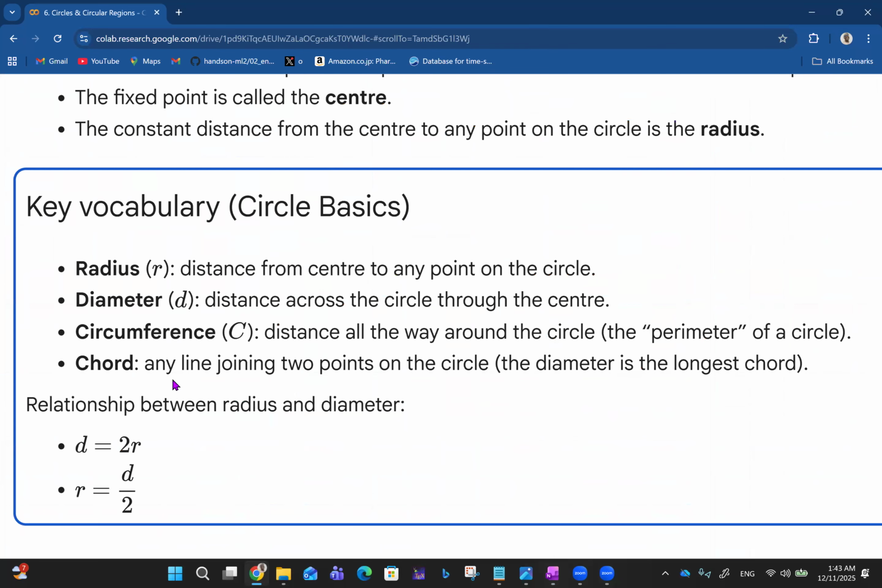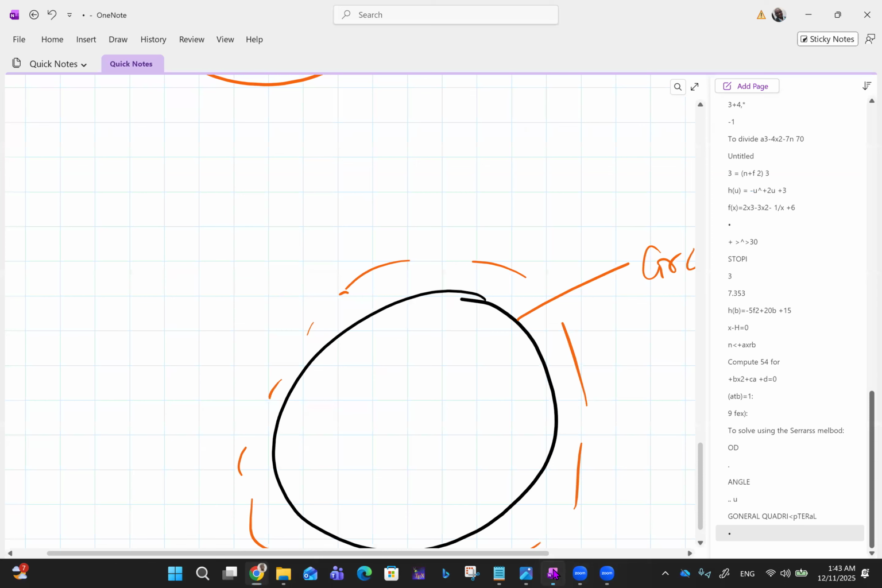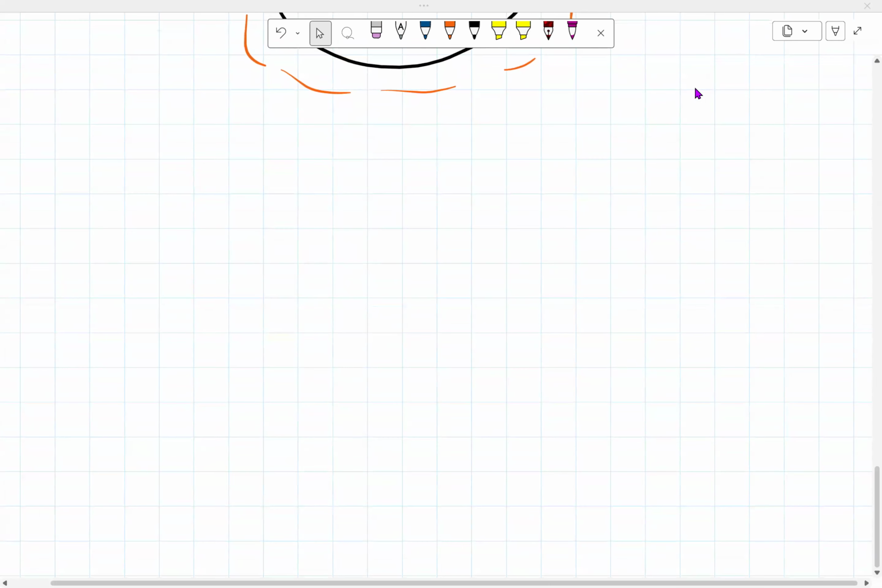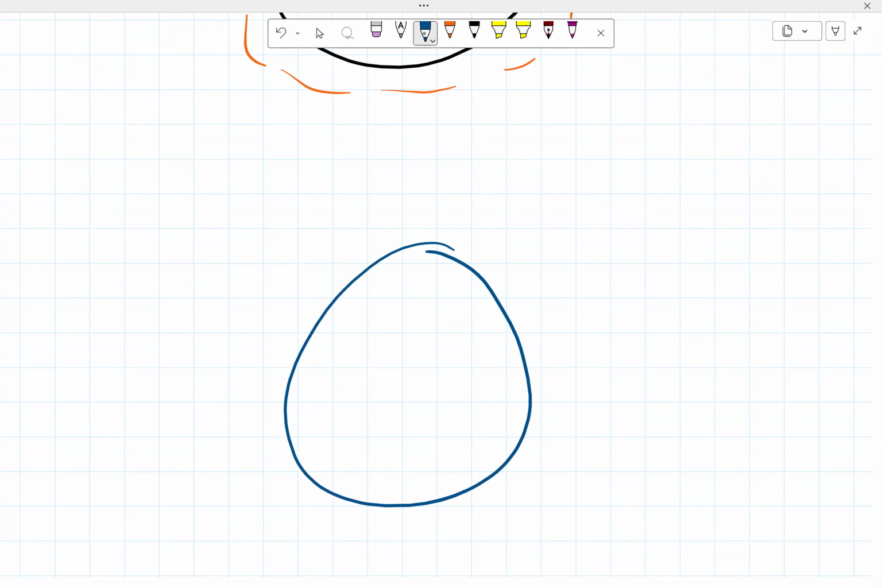And then we have what we call a chord. Any line joining 2 points on the circle is a chord, of which the diameter is the longest. We talked about the diameter the other time. Imagine you have a circle like this, and of course, this is the center. If you draw a line from any part of the circumference to another part, this line is called a chord.